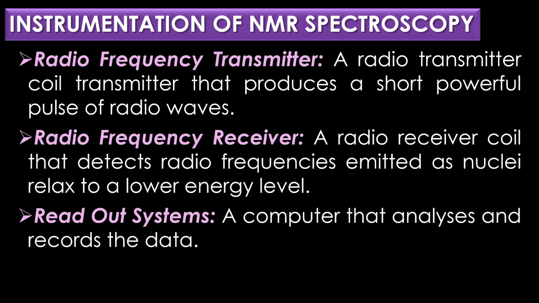Radio frequency transmitter. Radio frequency transmitter is a radio transmitter coil that produces a short powerful pulse of radio waves. Radio frequency receiver. Radio frequency receiver is a radio receiver coil that detects radio frequencies emitted as nuclei relax to a lower energy level. Finally, readout system. The readout system is a computer that analyzes and records the data.